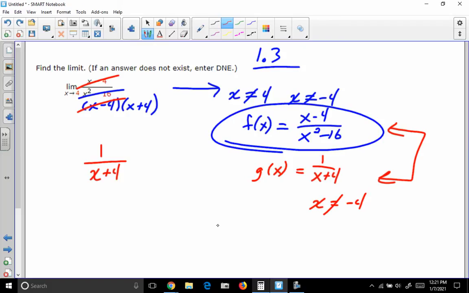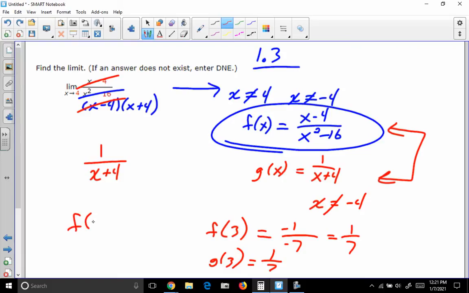And we could test that. If we substituted, for example, 3 into the top function, we would get negative 1 on top, 9 minus 16, negative 7 on bottom, so 1 over 7. If we substituted 3 into the bottom function, we would get 1 over 3 plus 4, which is 1 over 7. Same thing. And that's going to be true for any x that we plug in except the x's that are not in their domain. Let's just demonstrate by using one more point.